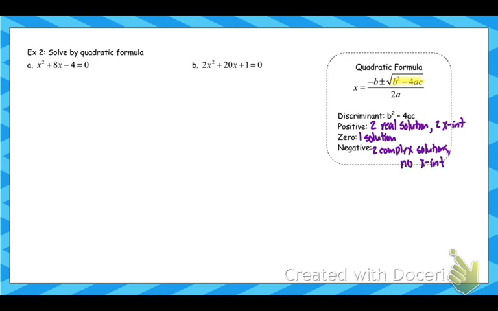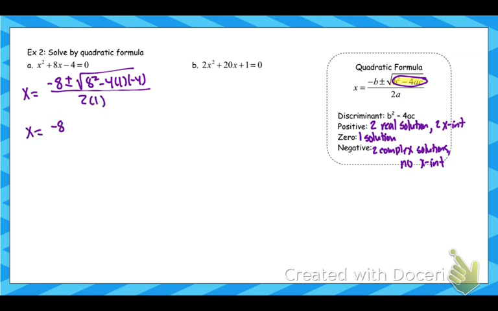So if you just want to know information about your solutions without going through the whole process of finding what they are, using that discriminant that's under the square root of the quadratic formula can help give you that information. All right, so again, if you remember this from Algebra 1, I would pause the video and go ahead and try these 2 on your own, because the quadratic formula is something that you probably remember. So x equals negative b plus or minus the square root of b squared minus 4ac all over 2a.